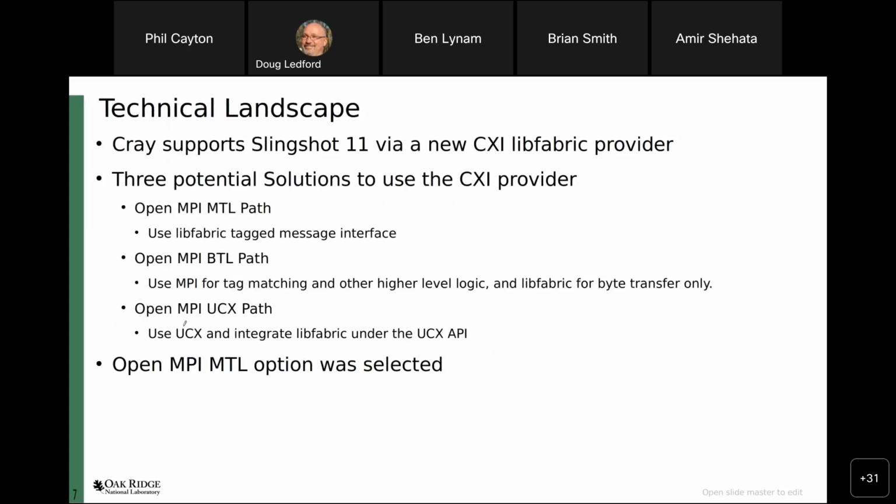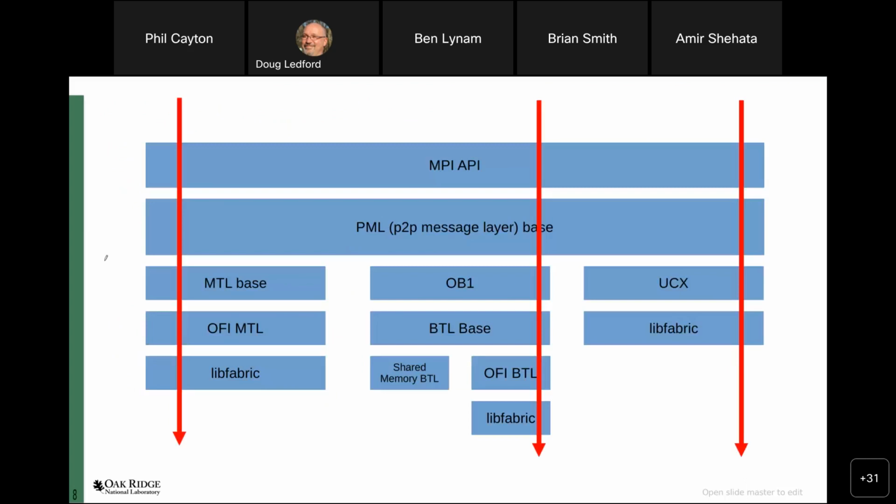So as we started our investigation into how to achieve this project's goals, we identified 3 potential paths. The first one is to utilize the Open MPI MTL path, which primarily uses the tagged Libfabric APIs for both point-to-point and collectives. So here is a high-level diagram of what the 3 solutions look like.